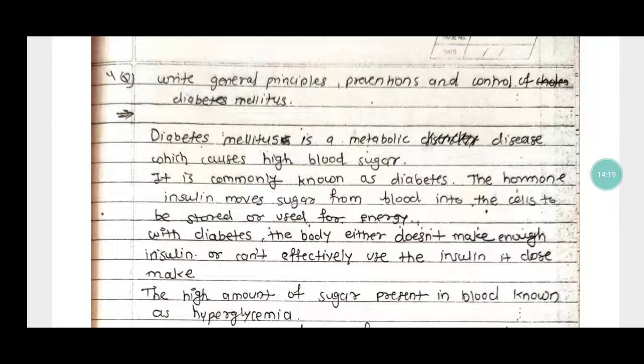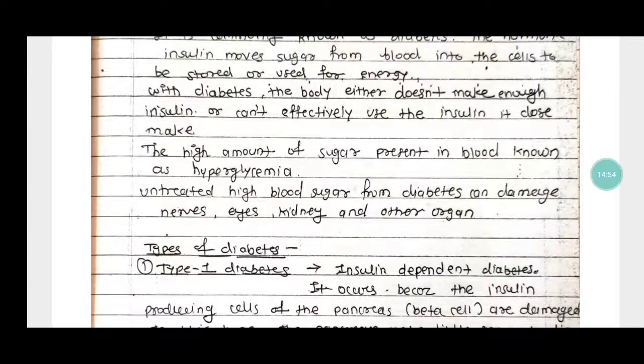Question number 4: write the general principles of prevention and control of diabetes mellitus. Diabetes mellitus is a metabolic disease caused by high blood sugar. It is commonly known as diabetes. The hormone insulin moves sugar from the blood into the cells to be stored or used for energy. With diabetes, the body doesn't make enough insulin or can't effectively use the insulin it does make.